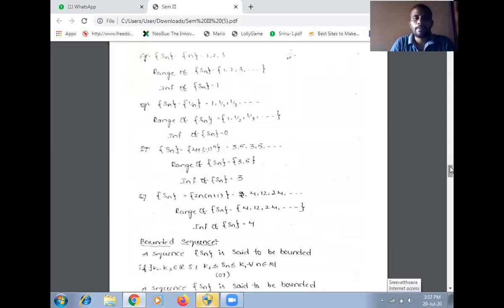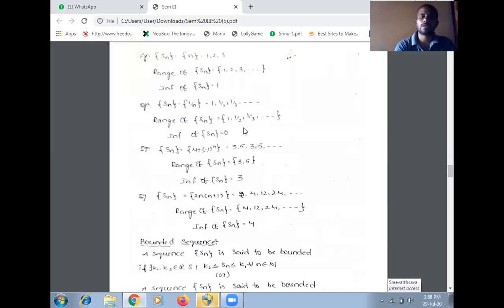Another example: Sn equal to 1 by n. Give the values for n equal to 1, 2, 3. We get 1, 1 by 2, 1 by 3, and so on. So the range of this sequence is 1, 1 by 2, 1 by 3, and so on. What is the infimum of Sn here? It is 0, because if n tends to infinity, 1 by infinity is 0. So the last value is 0. This is a decreasing sequence. The first term is 1 and the last term we get is 0. So 0 is the last term of this sequence.